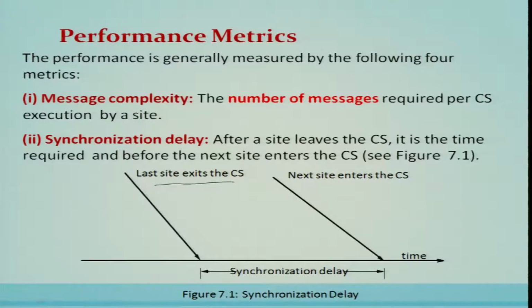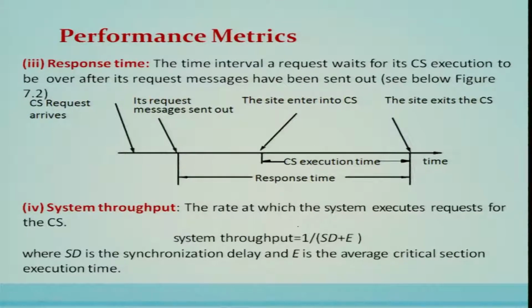So, after a site exits the critical section and a new site enters, that particular delay is called the synchronization delay. When a site exits the critical section, there are certain rounds of message exchanges which will prepare the system so that the next request or next process can be allowed to go into the critical section, and that is why synchronization delay is seen in some of the distributed algorithms.